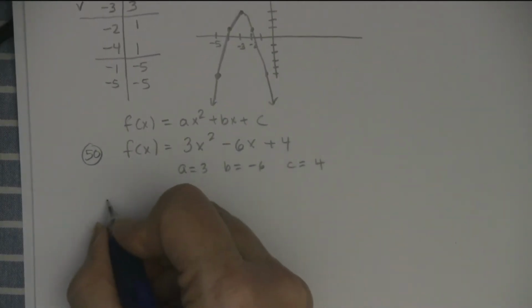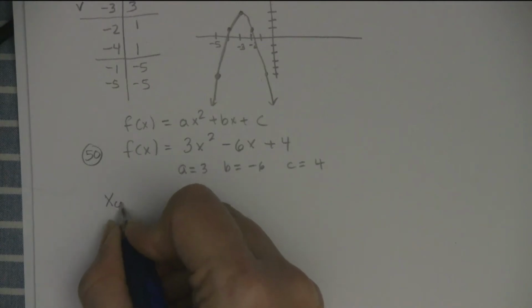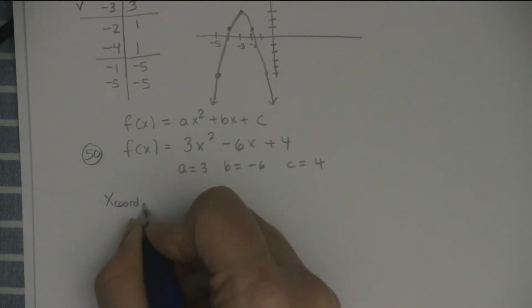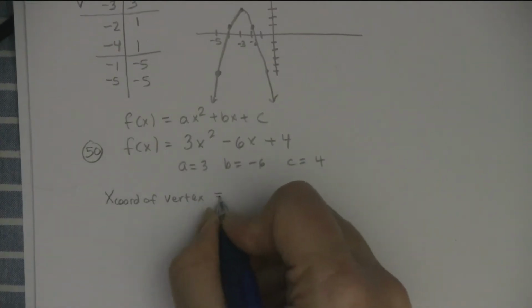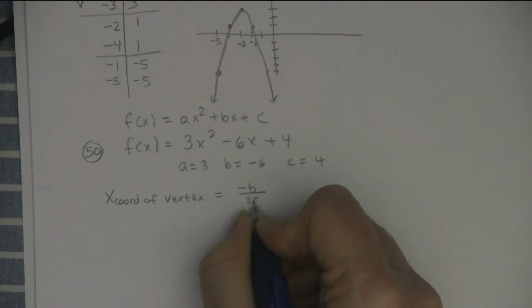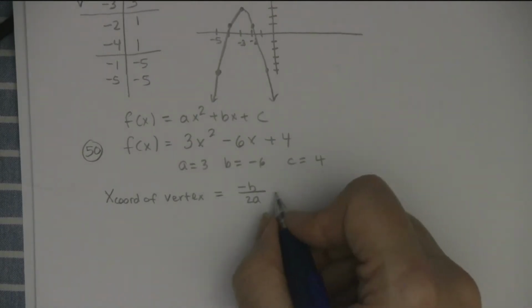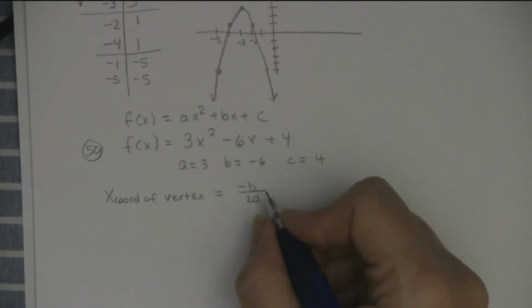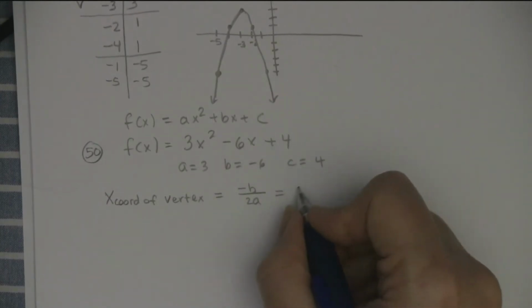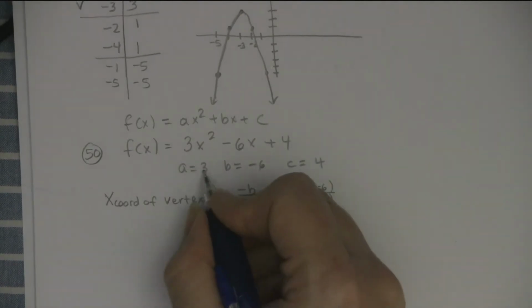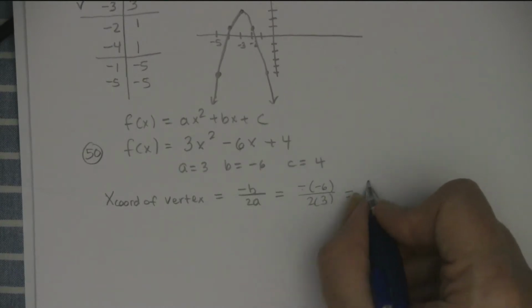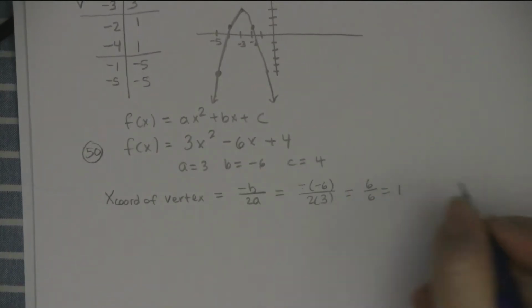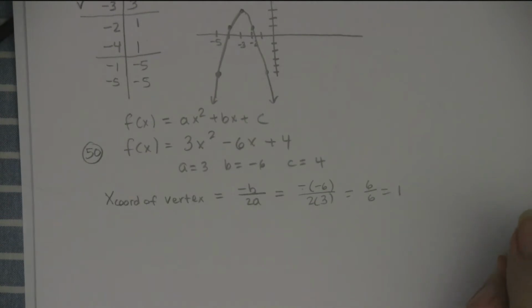The shortcut for finding the vertex, so the x coordinate of the vertex, is given by -b over 2a. Notice it doesn't use c, right? And this is just the first part of the quadratic formula, if you're remembering the quadratic formula. So this is negative of -6 over 2 times a, and a is 3. And so negative of a negative is a positive, so this is 6 over 6, which is 1. So the x-coordinate of the vertex is 1.